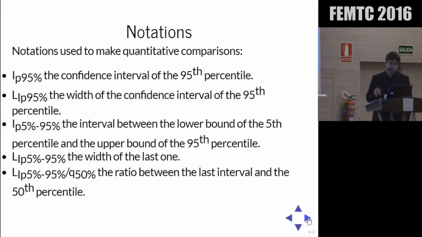Then, before going further, here are notations to make quantitative comparison. IP 95%, the confidence interval of the 95th percentile. LIP 95%, the width of the last one, to quantify the spread of the result around this value. IP 5%, 95%, the interval between the lower bound of the 5th percentile and the upper bound of the 95th percentile. LIP 5%, 95%, the width of the last one, to quantify the spread of the results. And the last one normalizes the spread by dividing by the 50th percentile.